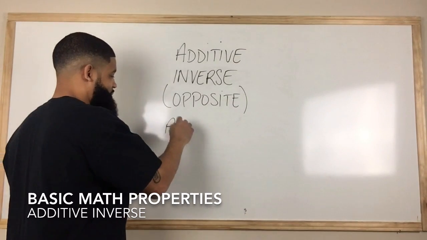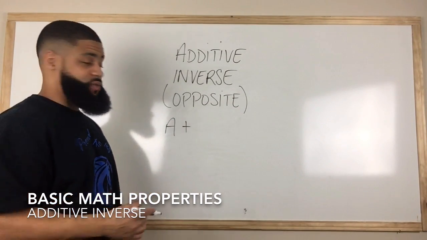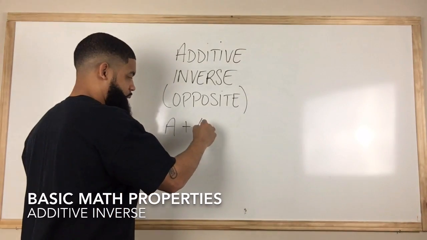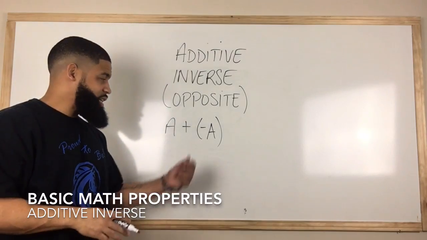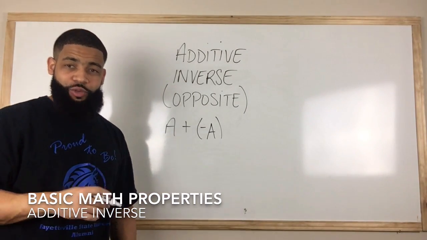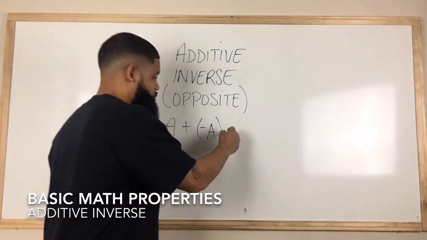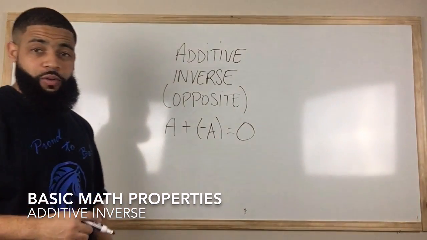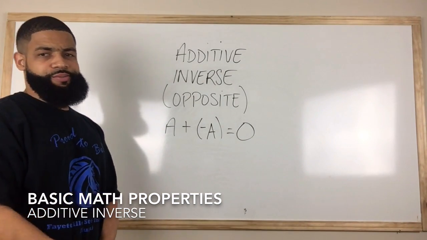So if I have a plus, now the opposite of a, or the additive inverse of a, would simply be negative a. Now this is not typically used on the elementary level. We're getting into a little algebra here, but a plus the opposite of a is equal to 0, okay? So let's say a is going to be the number 15.